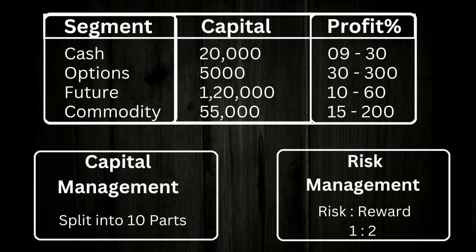Cash segment requires capital of around 20,000, and you can earn up to 5% to 30% per month. As you already know, it has an upper circuit and lower circuit, so your capital is quite safe in the cash segment. But the movement in the cash segment is very slow. Sometimes it moves around 5% in 6 months.